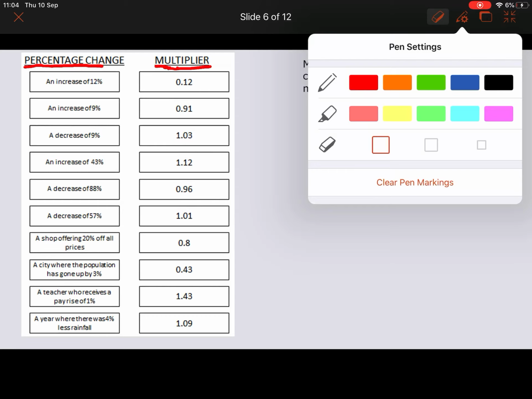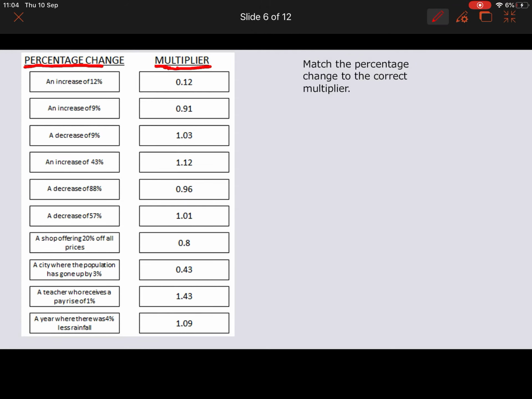Okay, hopefully you had a go. I'm worried that some of you may have matched up the first pair. An increase of 12% uses a multiplier of 0.12, but that would be wrong, okay? That would be wrong because, let's just have a look at it. An increase of 12%. That remember, you always start with 100%. So increase by 12% is equal to 112%. Okay, and then divide that by 100, you're going to get 1.12. So actually, this should have been the correct answer.